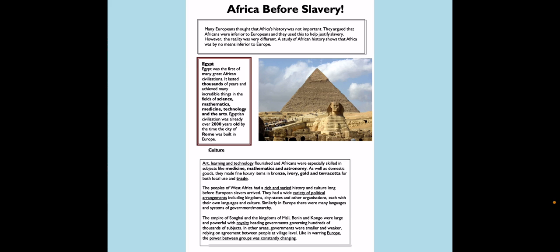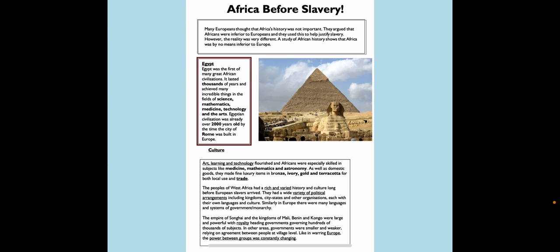A study of African history shows that Africa was by no means an inferior continent to Europe. For example, Egypt was the first of many great African civilizations. It lasted thousands of years and achieved many incredible things in the fields of science, mathematics, medicine, technology, and the arts.